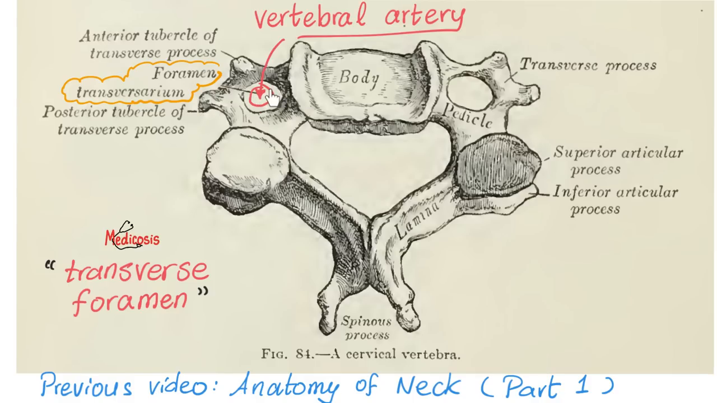This is true for C1, C2, C3, C4, C5, and C6. All of them form a canal, so to speak, for the vertebral artery. But C7 is different. C7 has a foramen transversarium, but it's for accessory vertebral vein and not a vertebral artery. And we talked about that in the previous video.